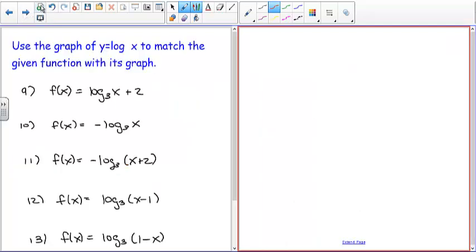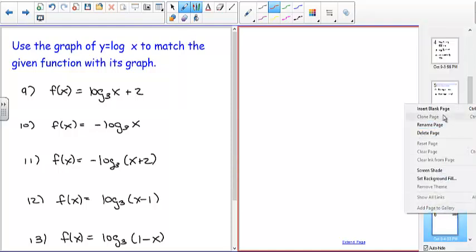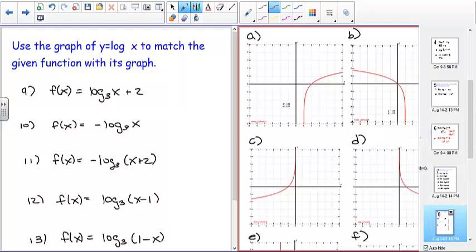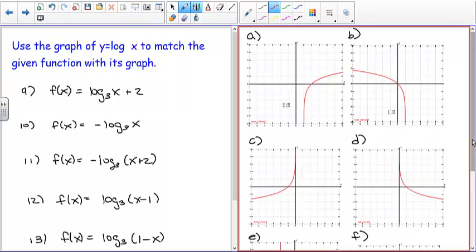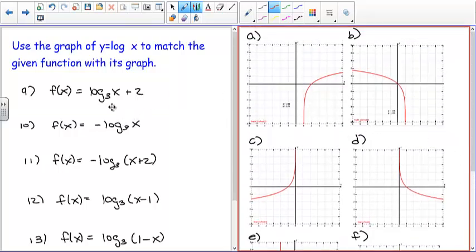Okay, now we're going to match some graphs up. So I must have to delete this page because there must be some pictures of graphs. Okay, so there we have lots of little graphs now. We have 8 of them, 6 of them. And these are all log base 3.